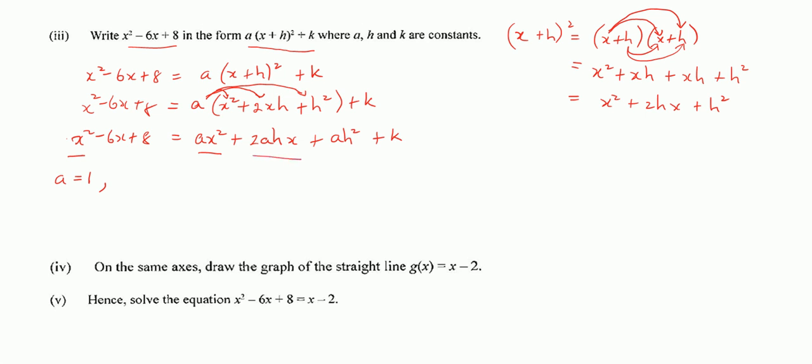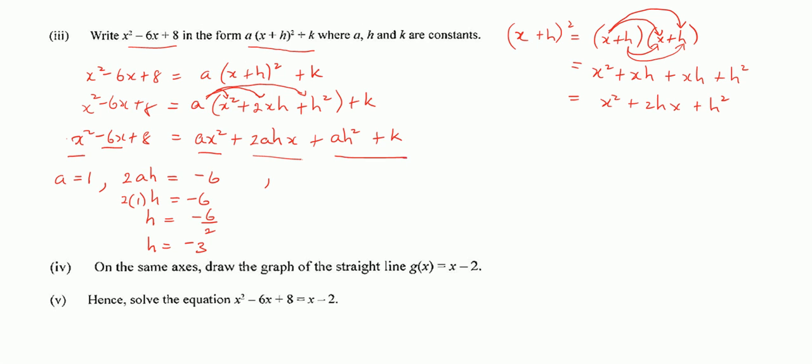So this is our term in x. This is our term in x. So we're going to say 2ah is equal to minus 6, because the coefficient of x on this side here is 2ah, and the coefficient of x on this side is minus 6. We also know that a is 1, so this will be 2 by 1 by h is equal to minus 6. Therefore, h is equal to minus 6 over 2. Therefore, h is equal to minus 3. Cool so far?